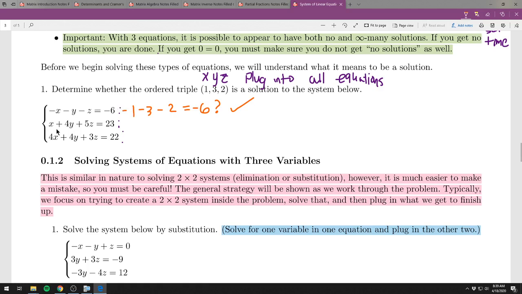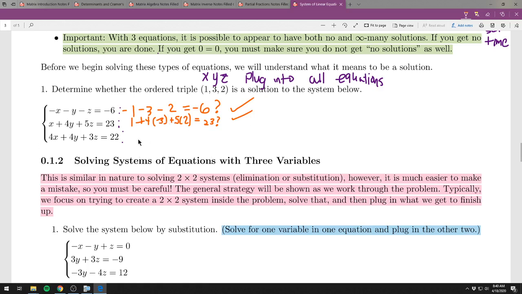Second one, we want to plug in the same numbers. We got x, which is 1, plus 4 times y, which is 3, plus 5 times z, which is 2. And the question is, does that equal 23? Well, 1 plus 12 is 13, plus 10 is 23. So that one also works.